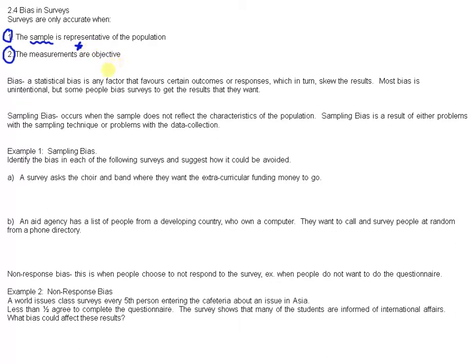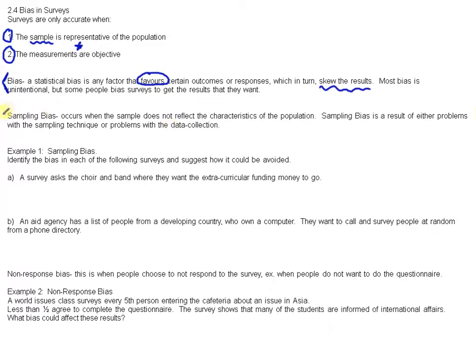A lot of times people don't even mean to make a bias in a survey, but the measurement does not actually measure what the purpose of the questionnaire or the survey is. So what is a bias? A bias, or a statistical bias, is any factor that favors a certain outcome or a certain response. In turn, it skews the results. Most bias is unintentional, but some people do bias surveys in order to get the results that they're actually looking for.